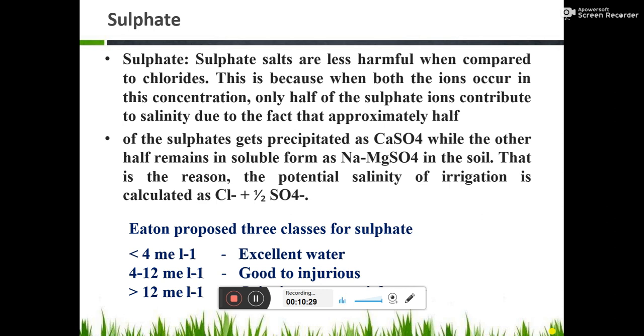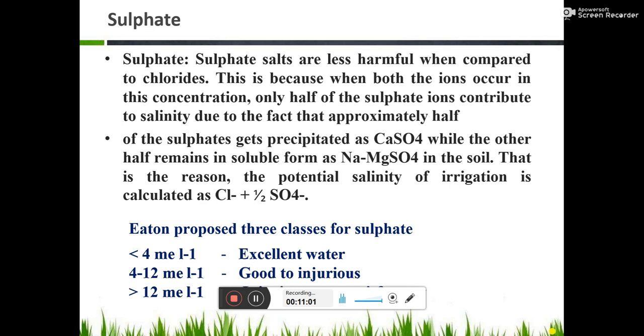Then sulfates. Sulfate salts are less harmful when compared to chlorides. This is because when both ions occur in this concentration, only half of the sulfate ions contribute to salinity, due to the fact that approximately half of the sulfates get precipitated as calcium sulfate, while the other half remains in soluble form as sodium and magnesium sulfates in the soil. That is the reason the potential salinity of irrigation water is calculated as chloride plus half of sulfates.